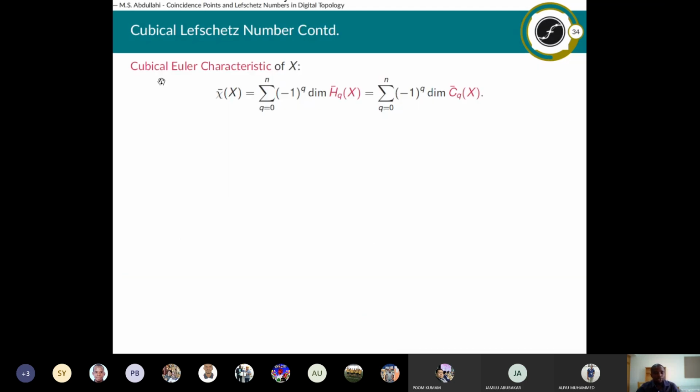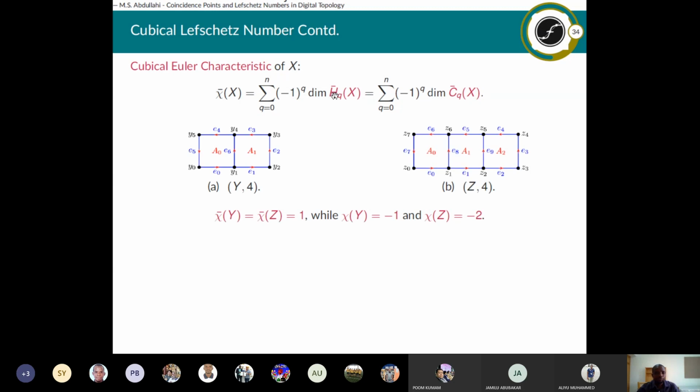So now we are going to also define what we call the cubical Euler characteristic of X, similar to how we define the simplicial Euler characteristic. The difference I will reiterate is the use of simplices in the simplicial case and cubes in the cubical case. But here we have some examples on how we can calculate this Euler characteristic, both simplicial and cubical.